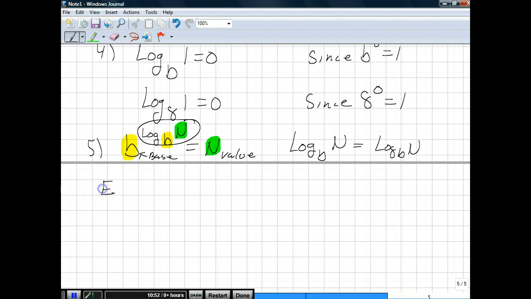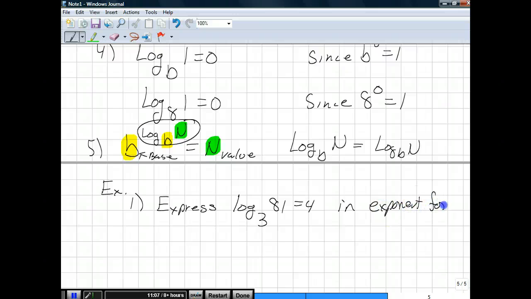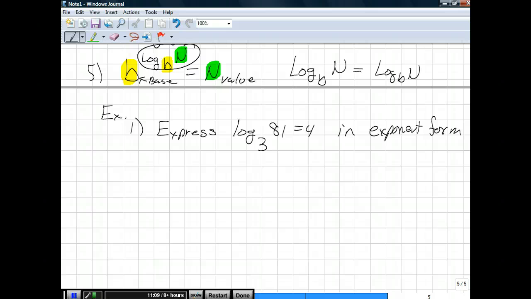So, example. We want to be able to go back and forth. So number 1, express log base 3 of 81 equals 4 in exponent form. Right? So right now it's in log form, so I want to put it back into exponent form. So 3 is the base, 4 is the exponent, and 81 is the value. So this is exponent form.